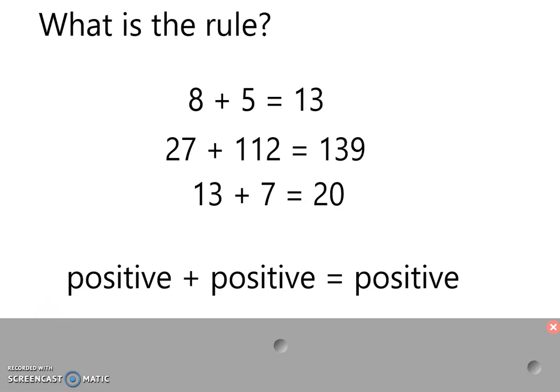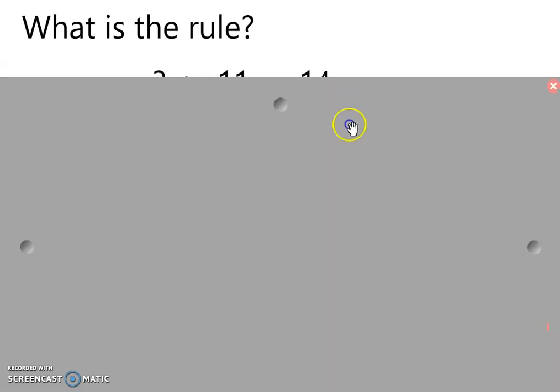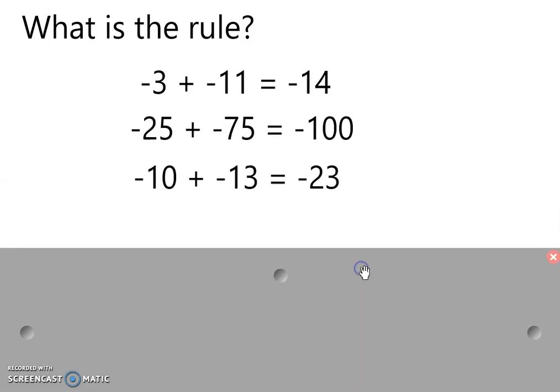Let's look at another rule. Okay, let's see this one. How is this one different than the one we just did? Well, this one has negatives now. It's a negative plus a negative. So you got negative 3 plus negative 11. Negative 25 plus negative 75. Negative 10 plus negative 13.